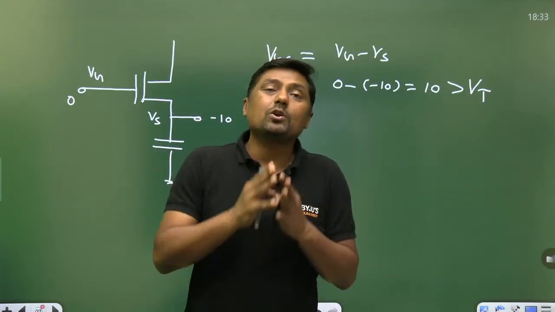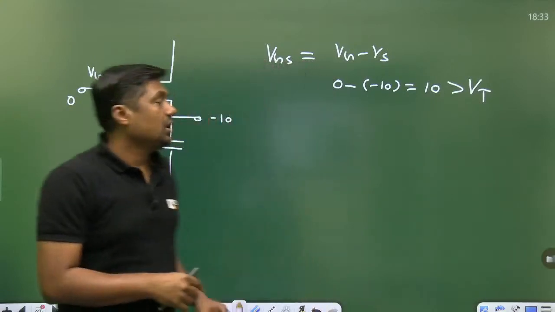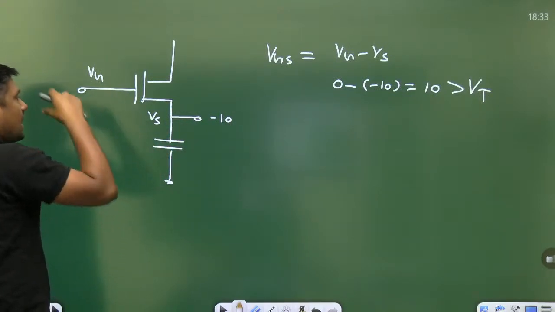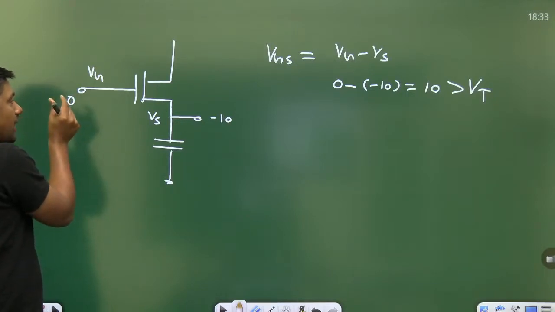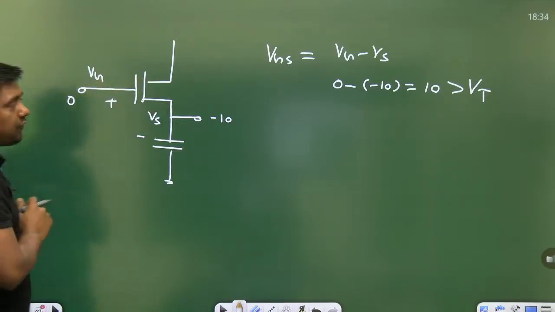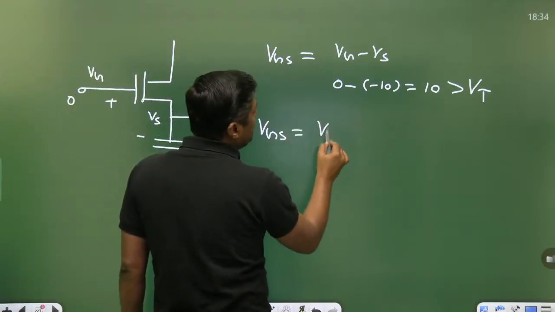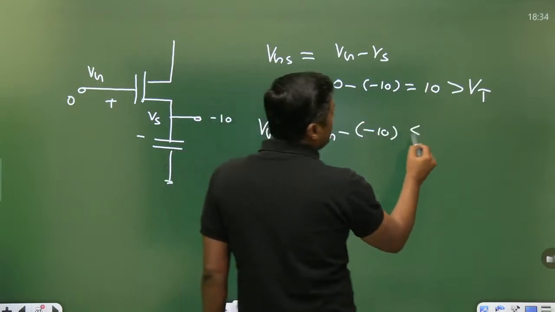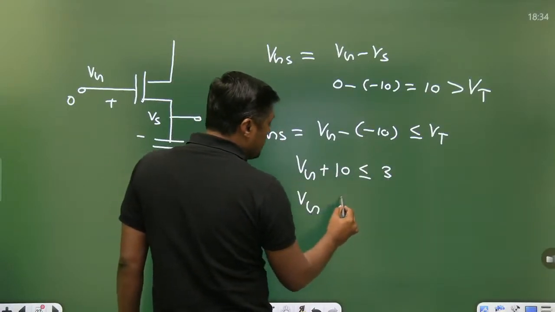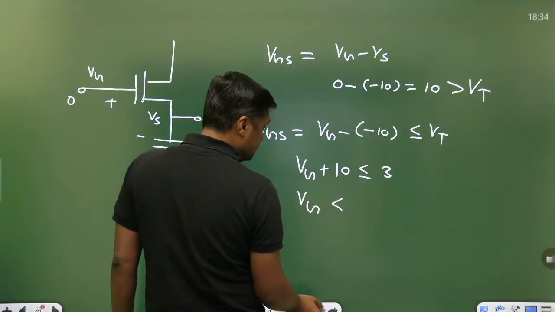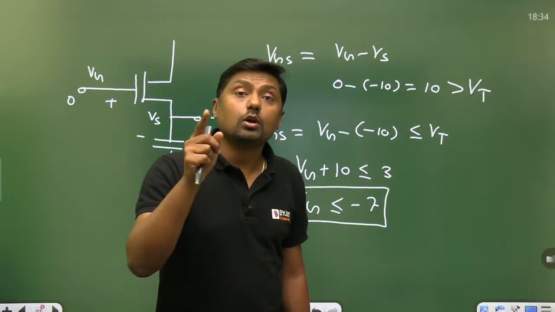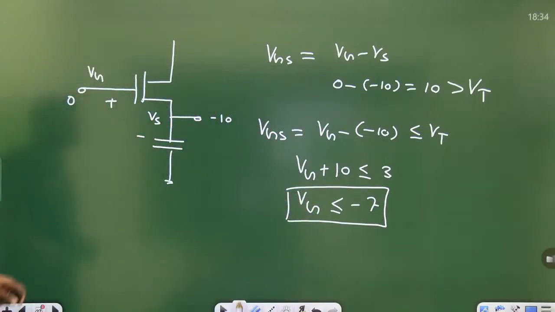But I want the MOSFET to remain off. When the MOSFET is to remain off, I have to apply a voltage such that VGS is less than or equal to VT, and the transistor will remain off. Therefore, I calculate VGS equal to VG minus of minus 10 volt. It should be less than or equal to VT. So VG plus 10 volt should be less than or equal to 3. So VG should be less than minus 7 volt. So we are taking the minimum value, minus 7 volt. That is the off condition. It should be less than or equal to minus 7 so that it will remain off.